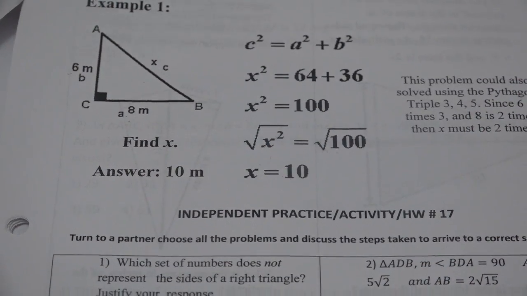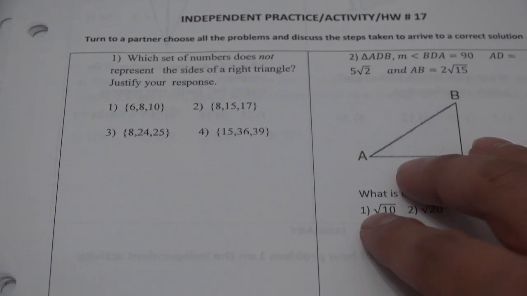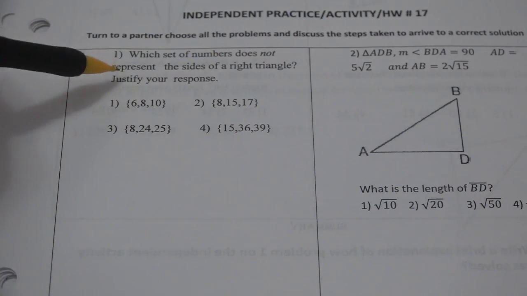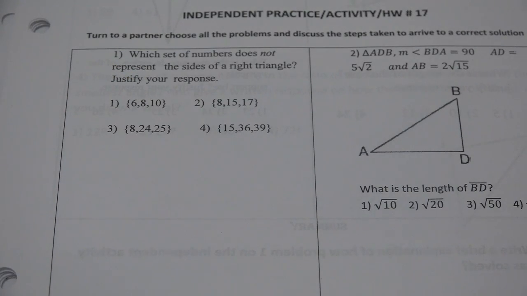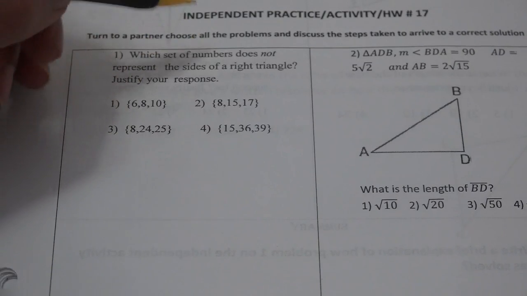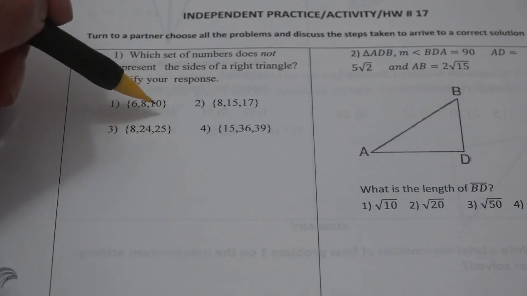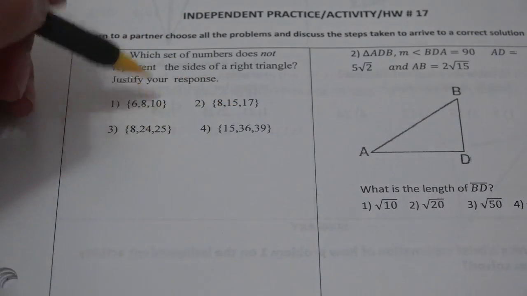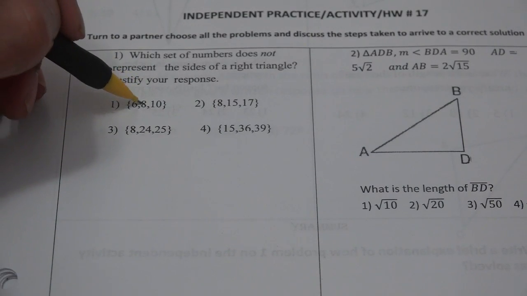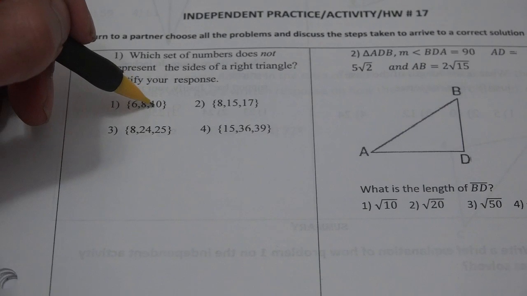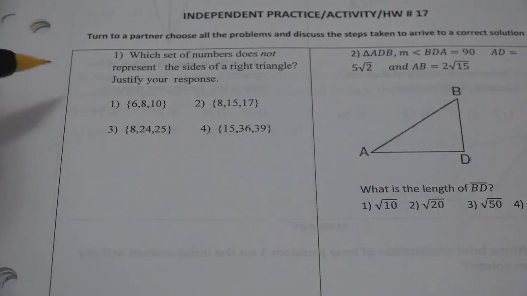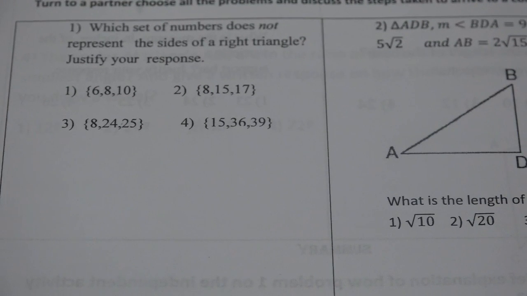Okay, let's move on. So the answer is 10. It says, which set of numbers does not represent the sides of a right triangle? Justify your response. Sure. So let's see, I need to find the one that is not a right triangle. So how do I do this? Well, first of all, I've got to figure out what the parts of the triangle are. So these are the two sides, and this is the hypotenuse because it's the longest side. Okay? So now let's see which one it is not.